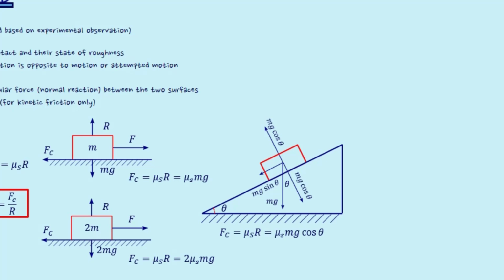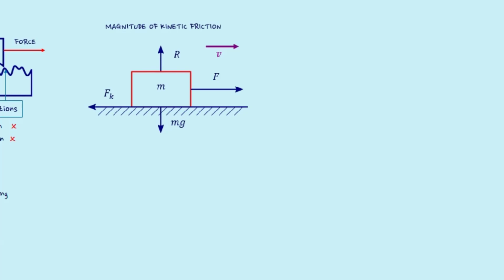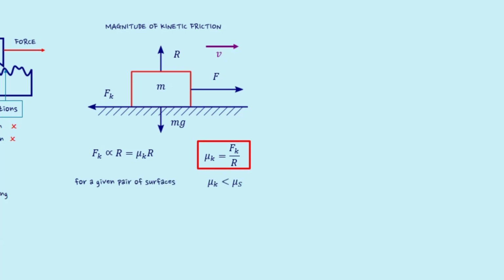Next, we are going to discuss kinetic friction. If the object is moving with some velocity, then the friction applied on the object will be kinetic friction. From the laws of friction, Fk will be directly proportional to R. To replace the proportionality with equality, we again have to introduce one proportionality constant. This proportionality constant is known as coefficient of kinetic friction and we denote it by μk. Therefore, the coefficient of kinetic friction between two surfaces in contact is equal to the ratio of kinetic friction and normal reaction. For a given pair of surfaces, μk is always less than μs.